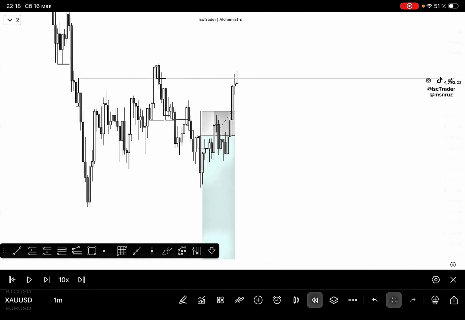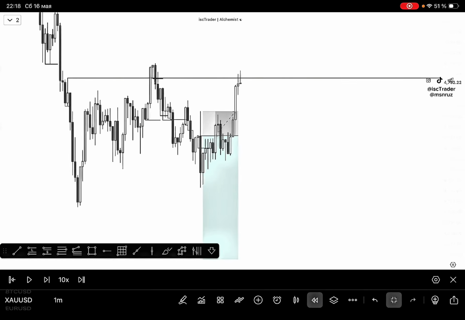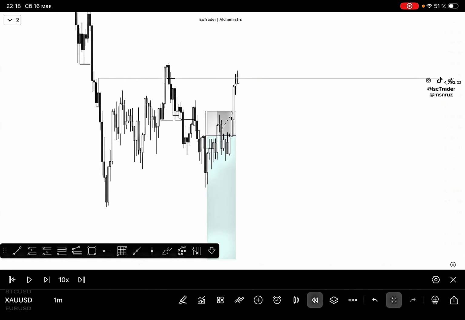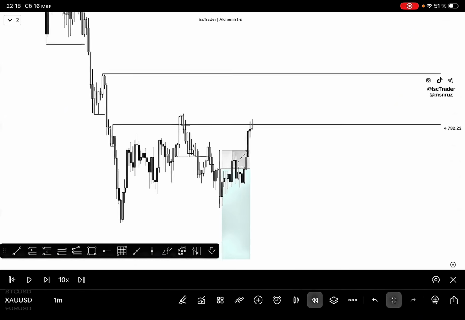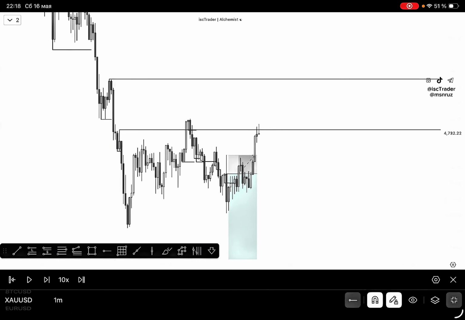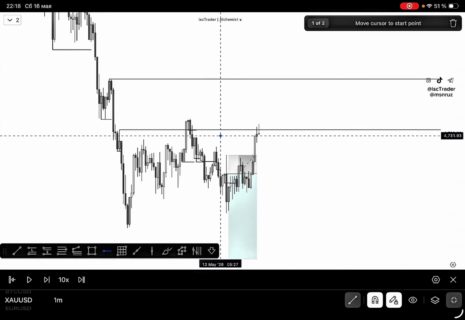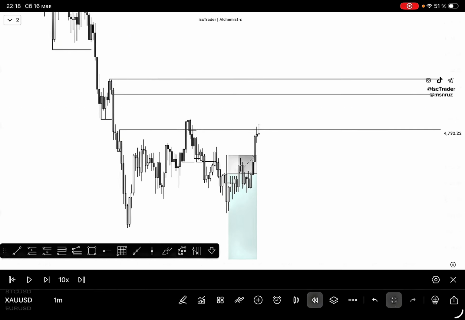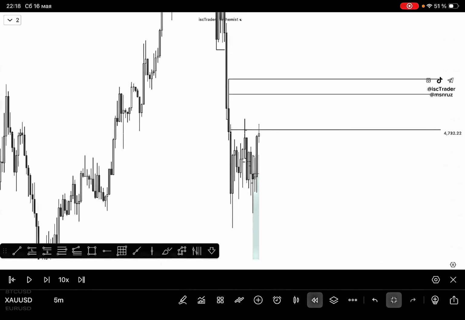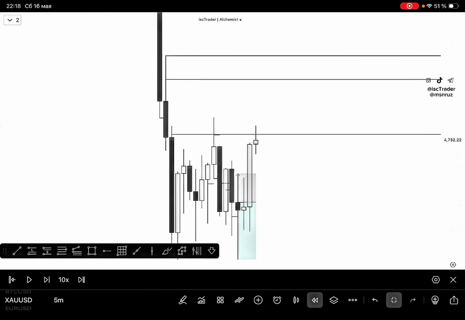Congratulations on the stop loss. Well, things like that do happen. Of course, we can't hit take profit every time. Alright? We have an inducement here. We have another order block. Let's switch over to the 5-minute time frame now to see what kind of key levels are above.